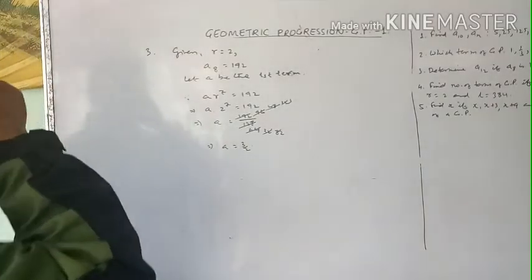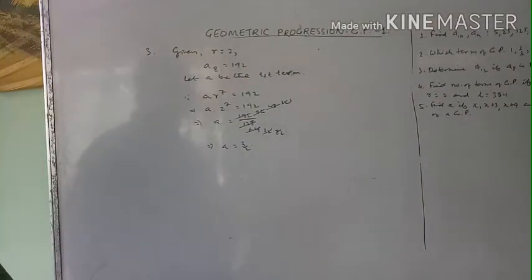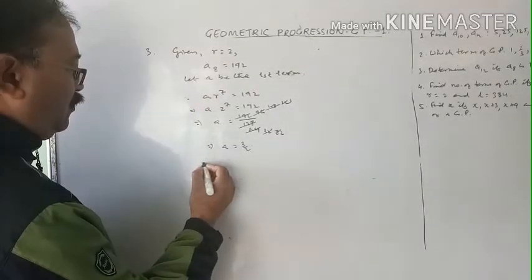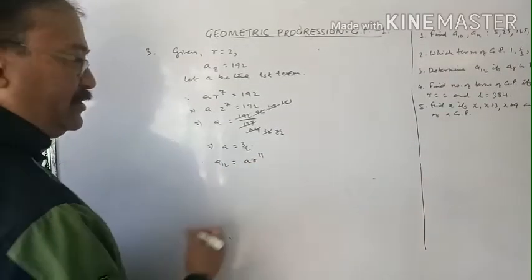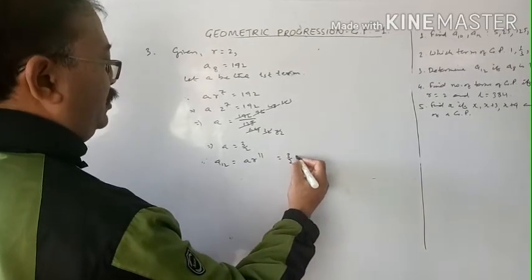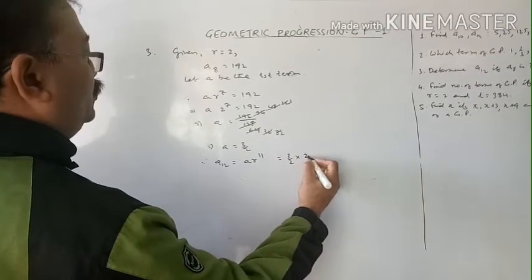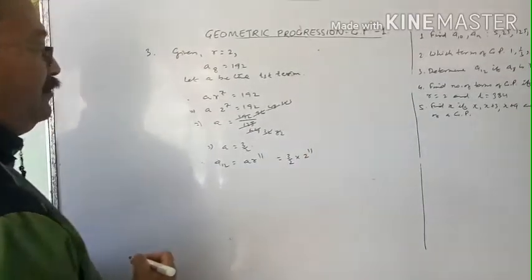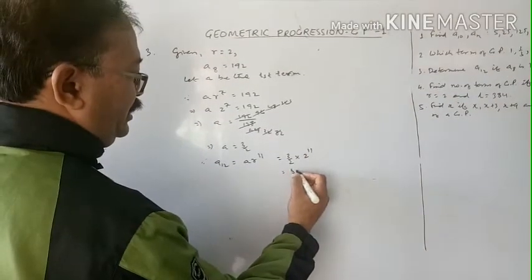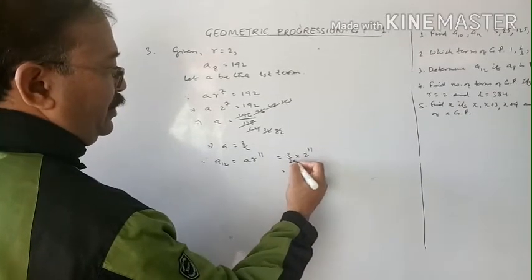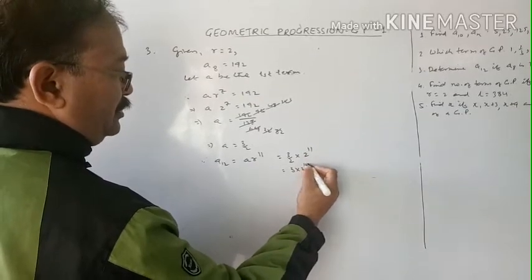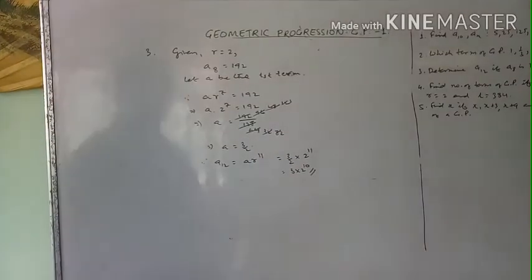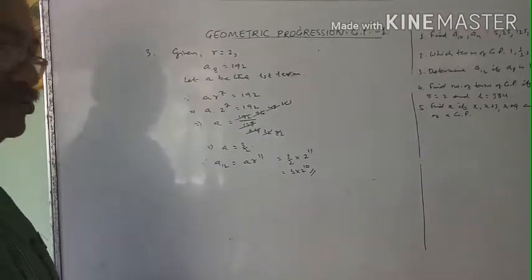Okay. Now the question says determine A12. So therefore A12 is equal to, what is the formula? A r to the power 11. So A equal to 3 by 2 into 2 to the power 11. Here you get 3 into 2 to the power 10, because one 2 will get cancelled. So you can leave this as the answer, 3 into 2 to the power 10, or you can evaluate and write it also, that is not a problem.